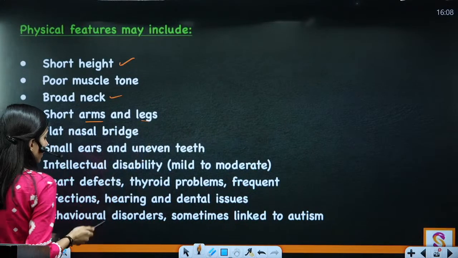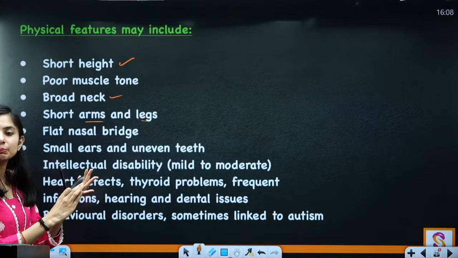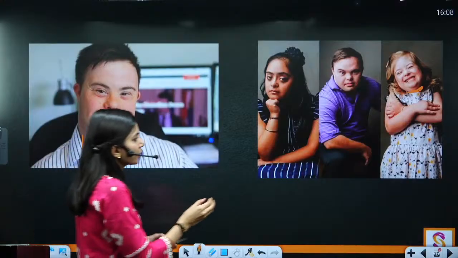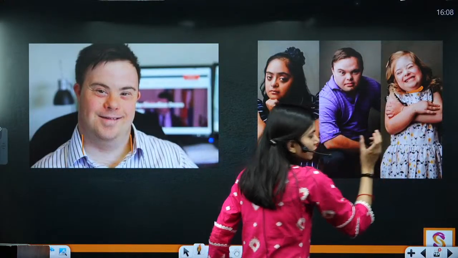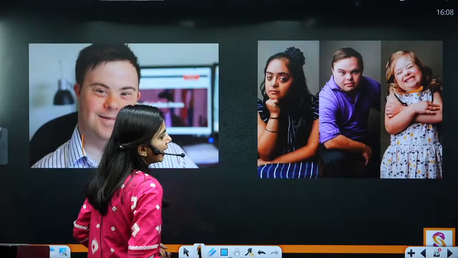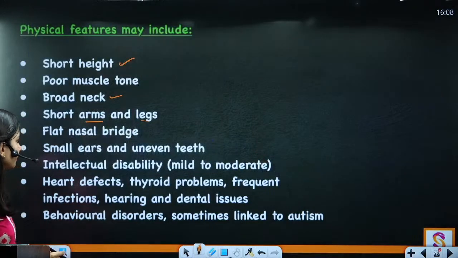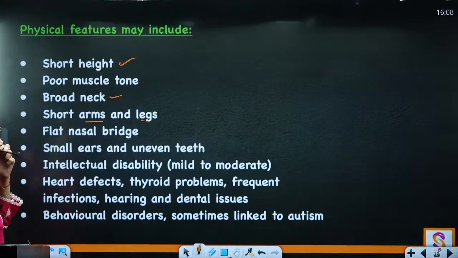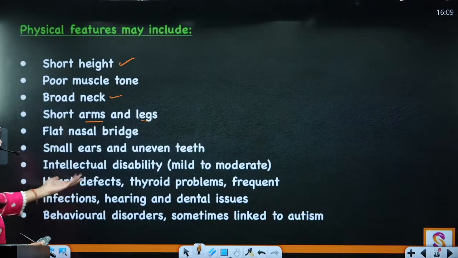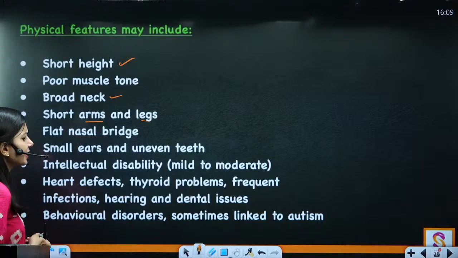Short arms and legs: their limbs, their hands, their feet are going to be very short. Could you see? So small in size. That's how their hands and legs are specified. Their ears and their teeth are also going to be uneven. They will have some sort of intellectual disability, some heart defect, some dental issues and behavioral disorder as well.